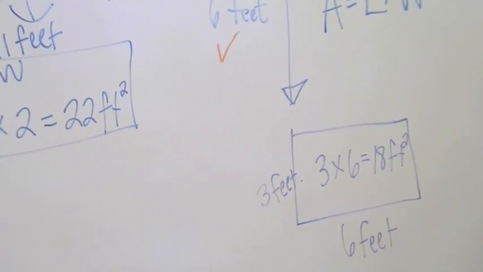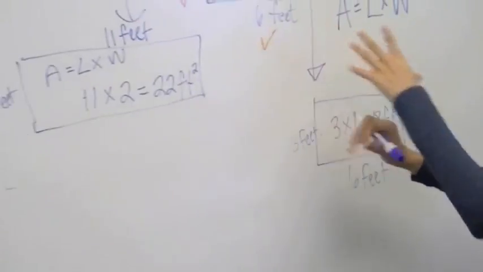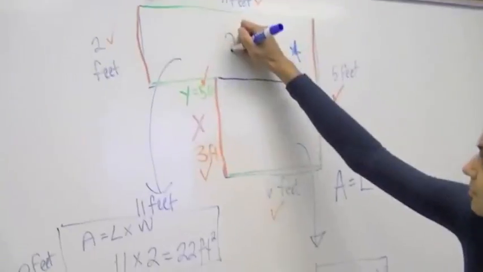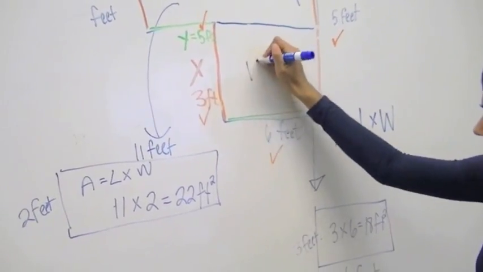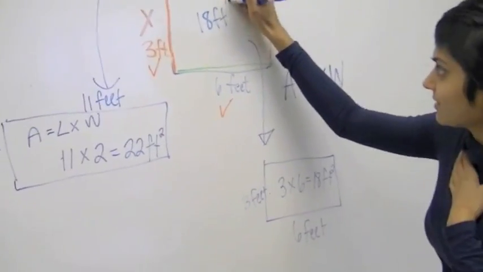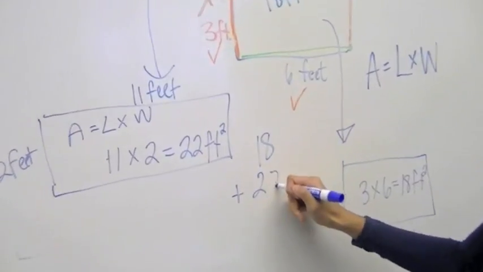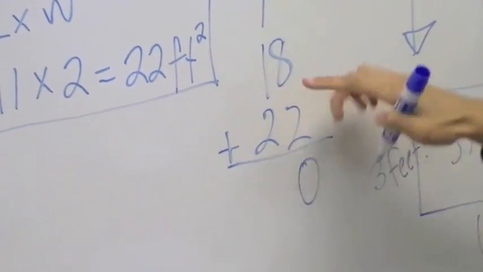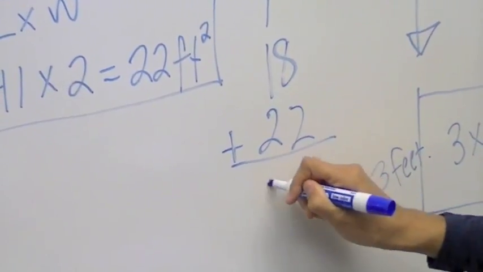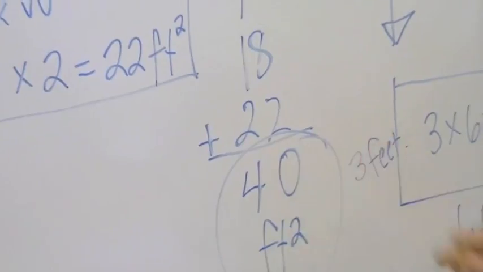Am I done? No. I'm done with the hard part. The last step is to put these Lego pieces together. So from this top one, this was 22 feet squared. The smaller one was 18 feet squared. Let's see together how much this makes. I have 18 plus 22. 8 plus 2 is 10 ones. Regroup the 10. 1 plus 1 is 2. 2 plus 2 is 4. So I have 40 feet squared as the area of the entire shape.